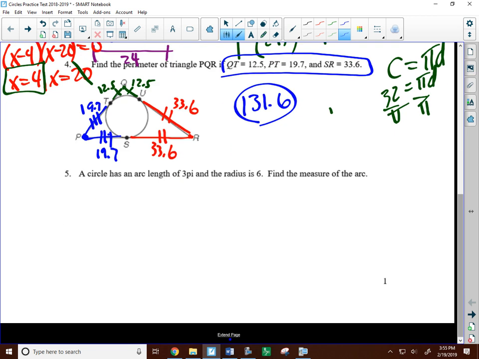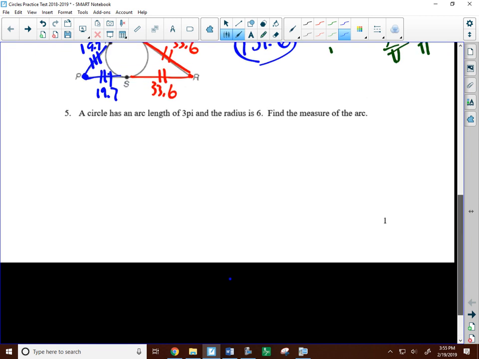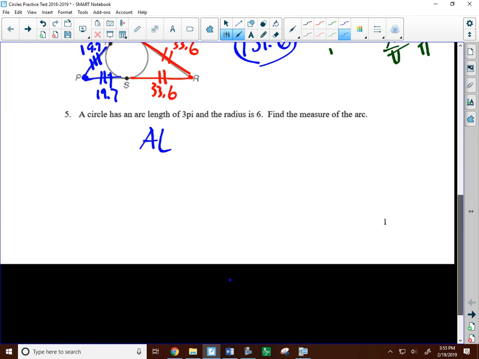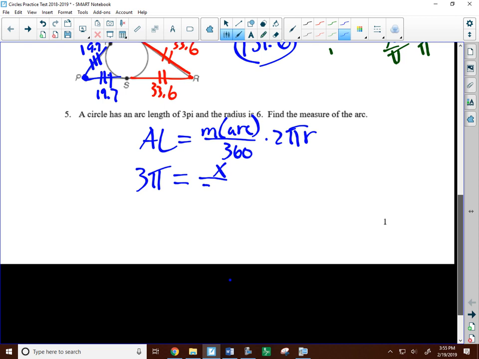Last one on this page, so we're working backwards here. The circle has an arc length. And here's the formula. Measure of the arc over 360 times 2 pi r. Now above, in number 1, I fill in everything on the right and just evaluate. This one says put in 3 pi here for arc length. We're finding the measure of the arc. You can leave it like that, I like to call it x. And then put in 6 for the radius.